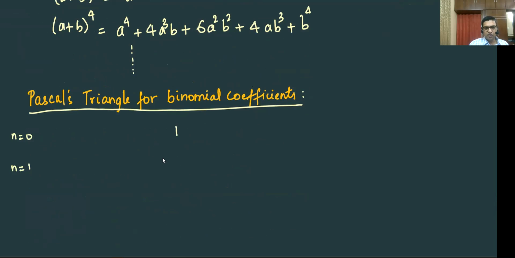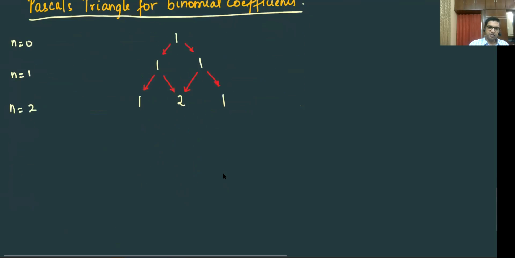Next, n equal to 1 means you will have two terms. Both the starting term and the end term will have coefficient 1. When n equal to 2, you will have three terms. Starting term will be 1, ending term will be 1. The middle term will be the sum of the previous coefficients here, 1 plus 1. Along the ends, it will be 1.